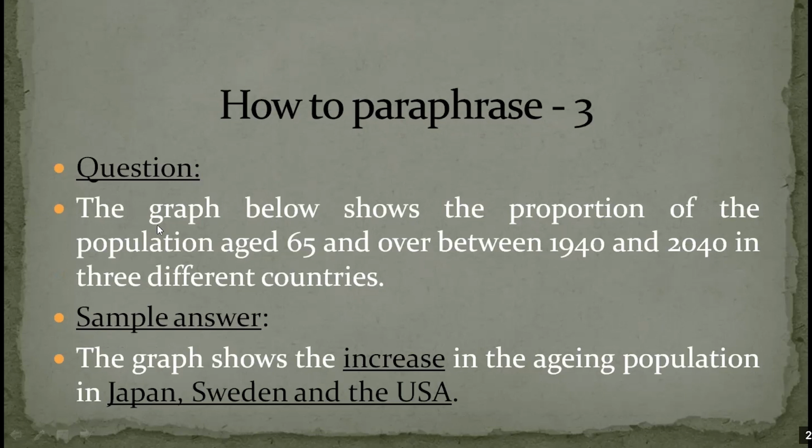Here's another example. The graph below shows the proportion of the population ages 65 and over between 1940 and 2040 in 3 different countries. The graph shows the increase. How do I know it's an increase? I look at the graph itself, and if it's an increase, I can write that it's an increase. In the aging population, so that's another way of saying population ages 65, aging population. In Japan, Sweden, and the USA. If they write 3 countries, I write Japan, Sweden, and the USA. If they write the names of the countries, I write 3 different countries.